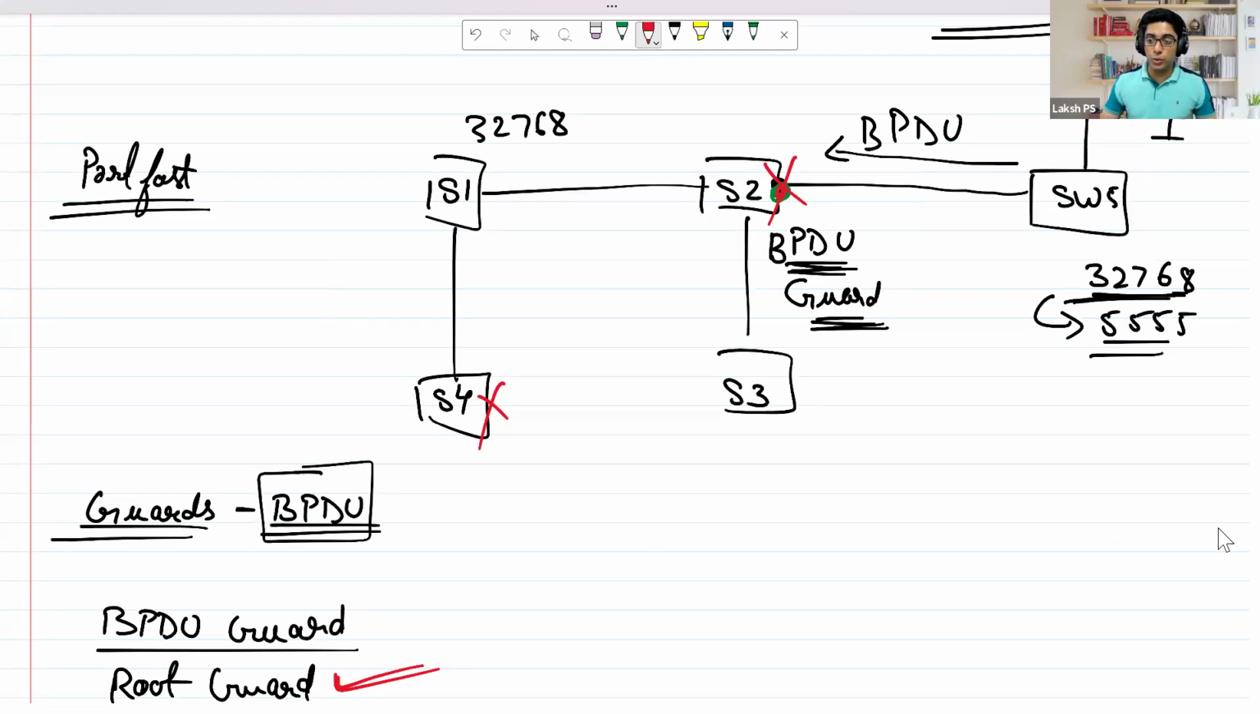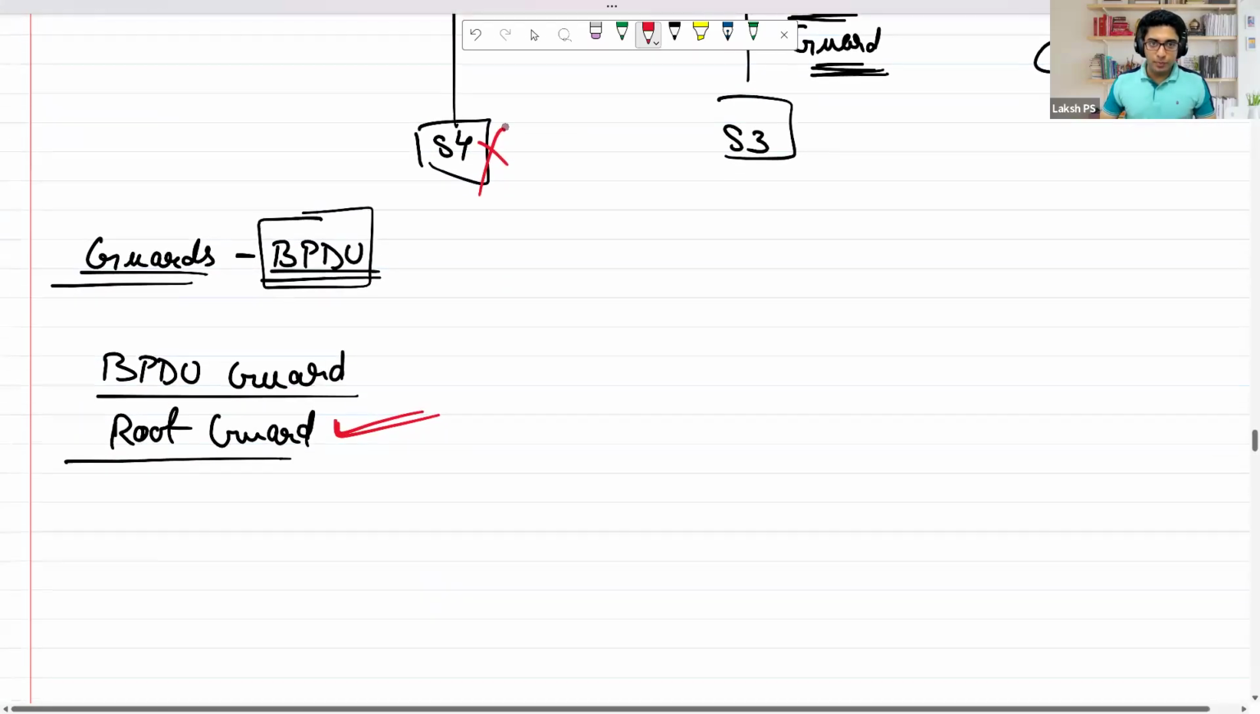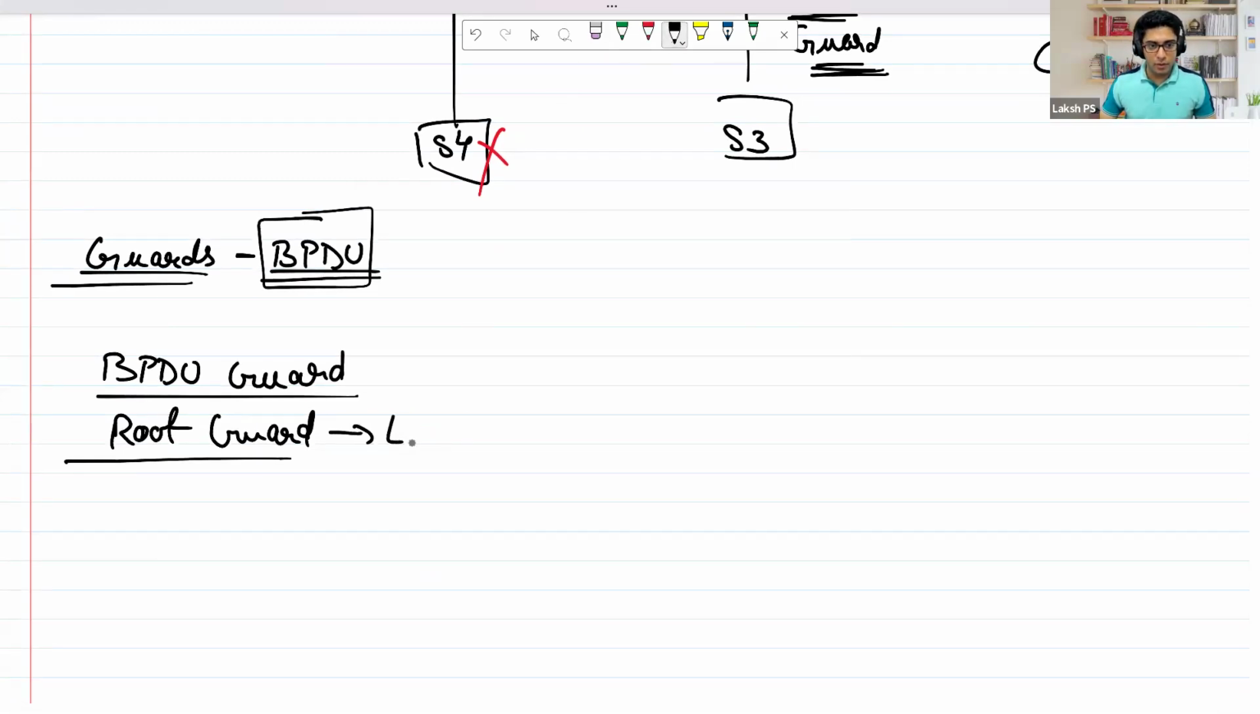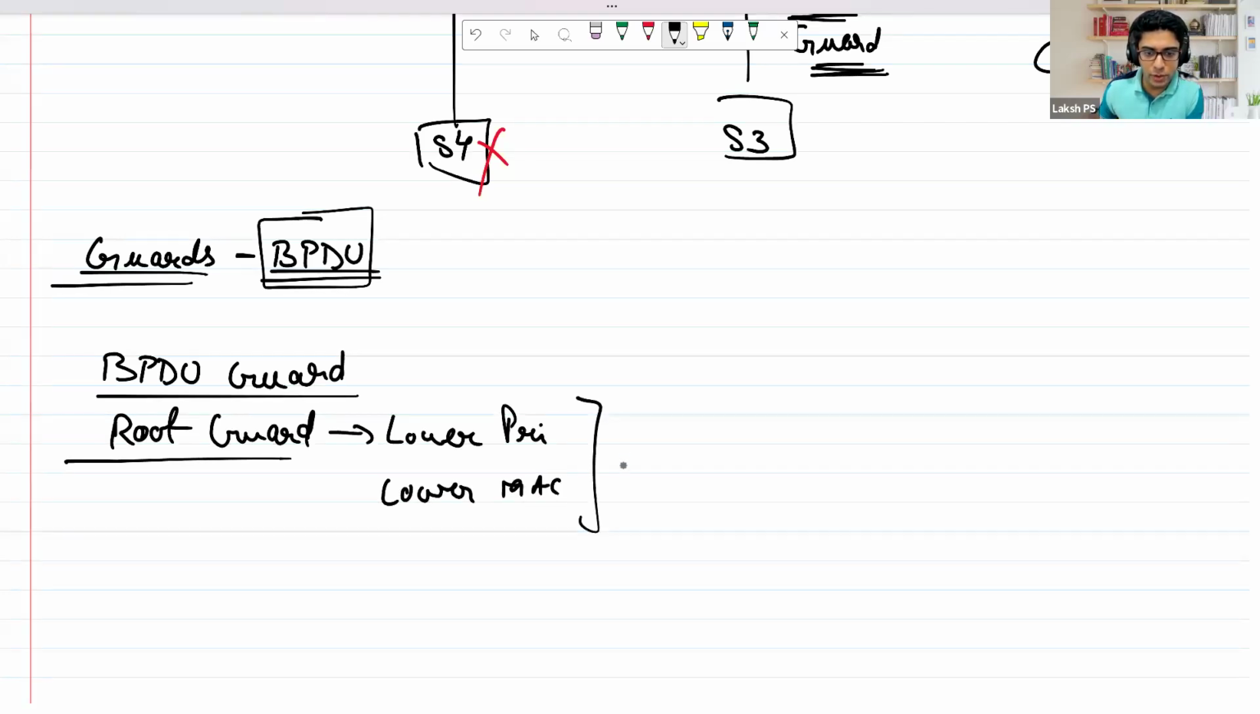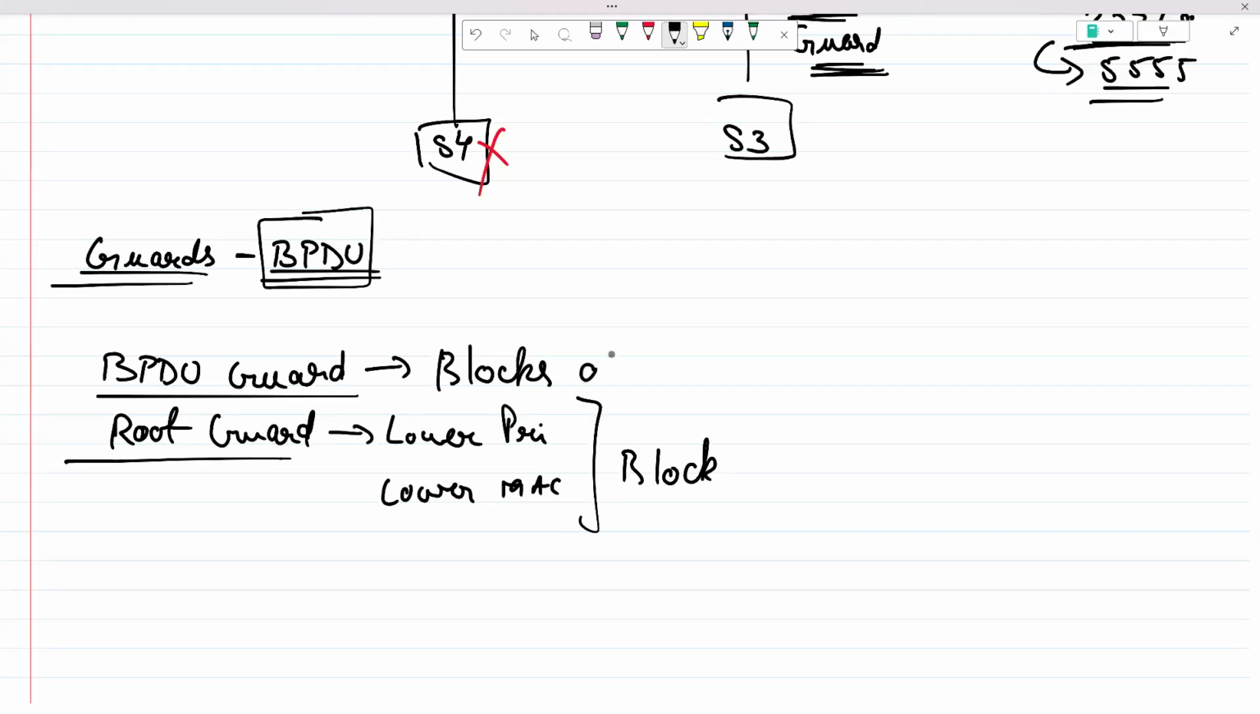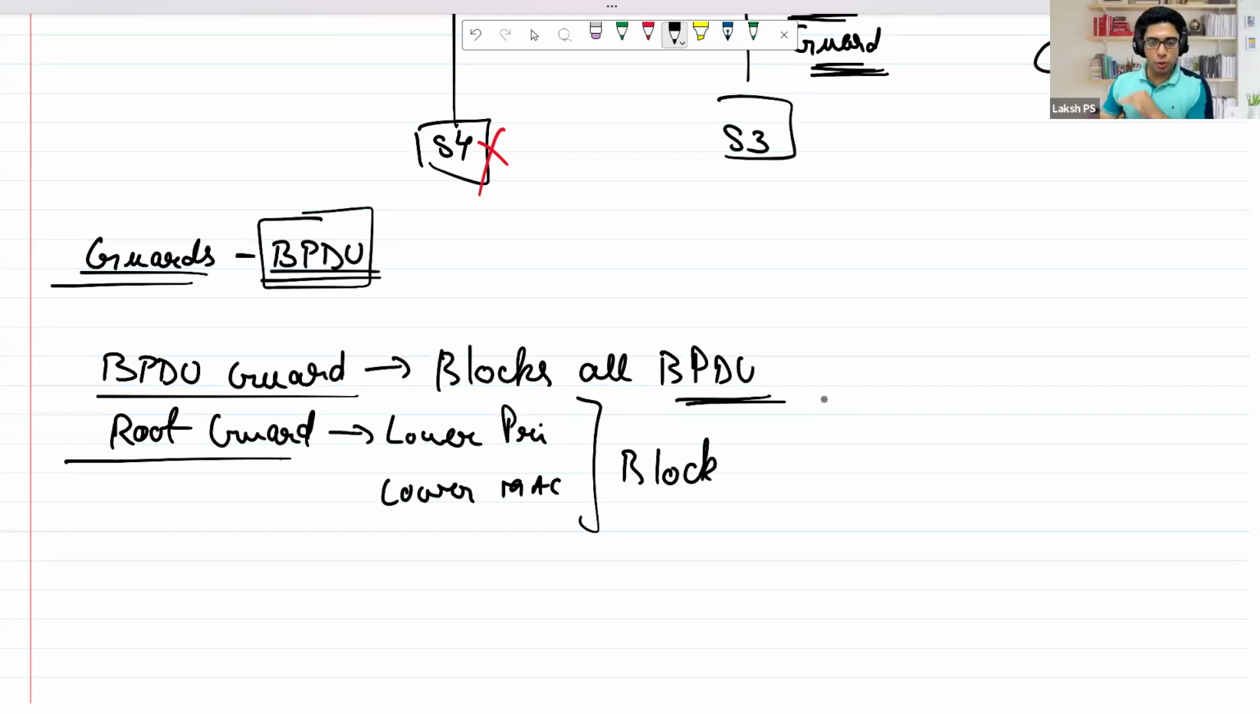This is the difference between root guard and BPDU guard, and this is an important interview question. Root guard always blocks lower priority and lower MAC addresses. It always blocks this. However, BPDU guard blocks everything. All BPDUs. It blocks all BPDUs.